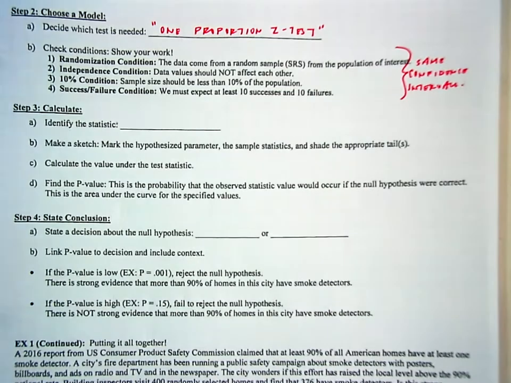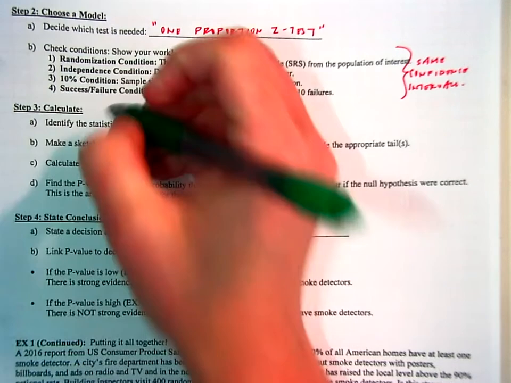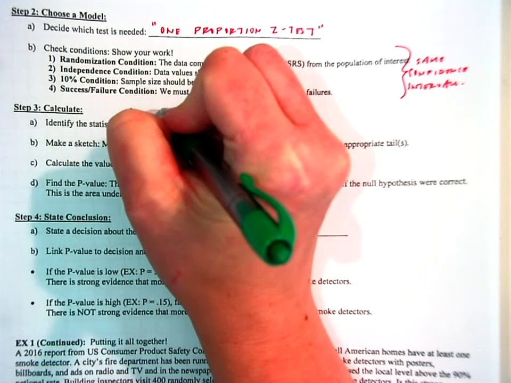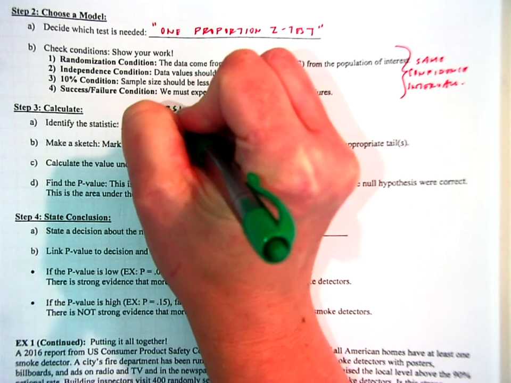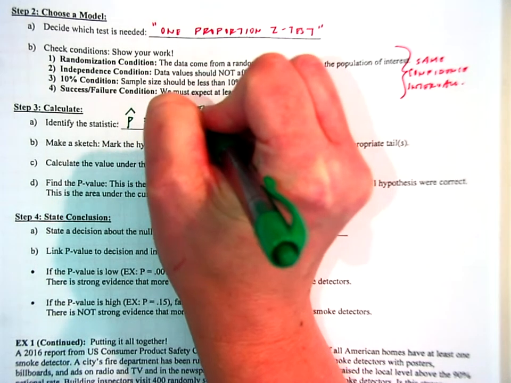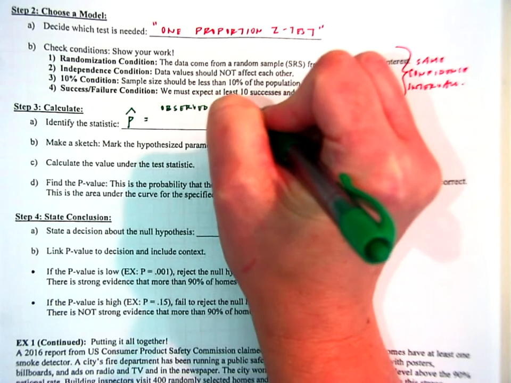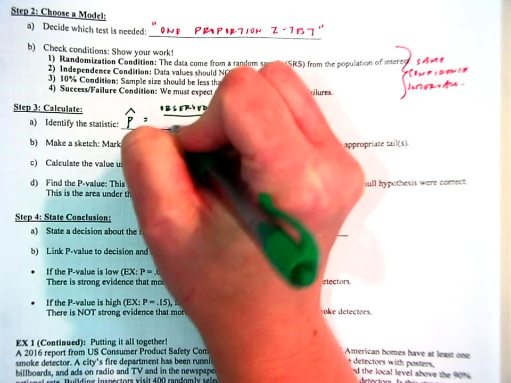Okay, so then when we calculate next, we have to figure out, well, what is our statistic? So we know our statistic is a p hat. We're looking at our observed successes, okay, over our sample size.